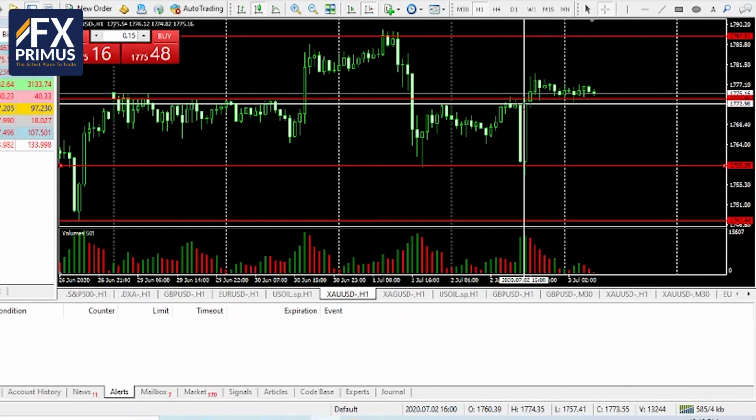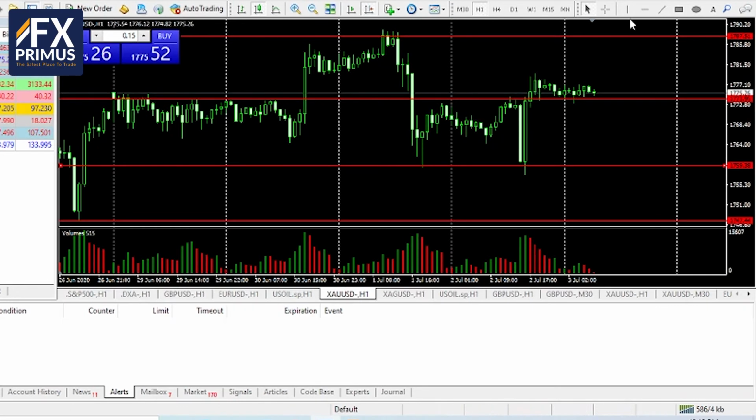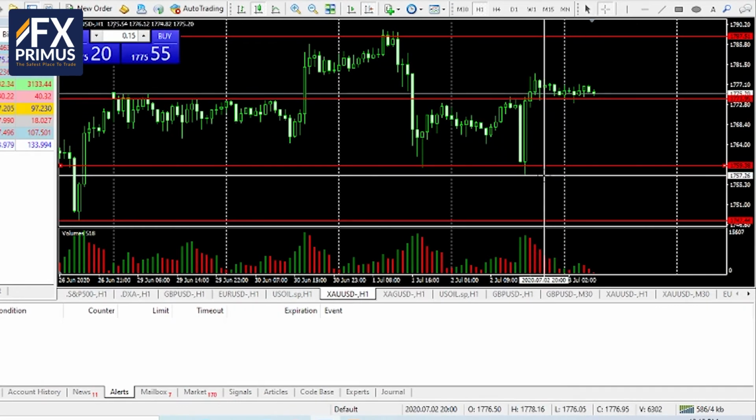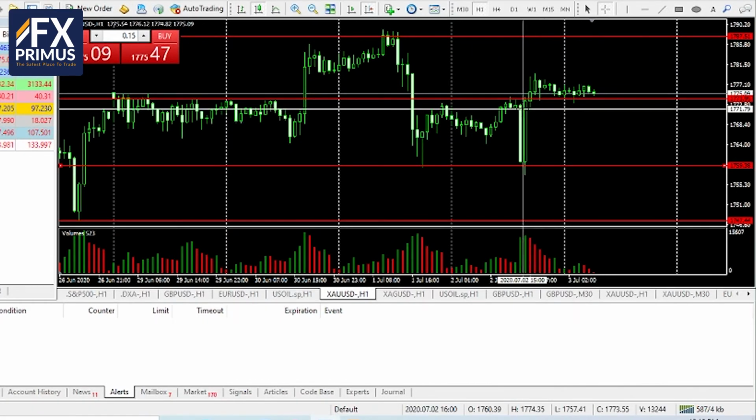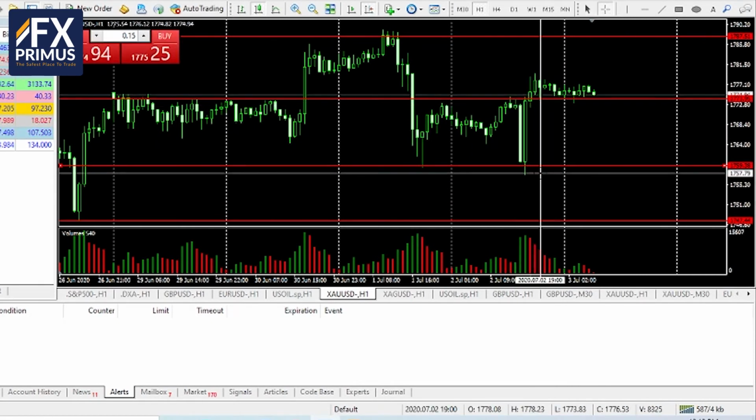Non-farm employment change data, we can see that gold prices dropped from 1,772 all the way to a low of 1,757 before finding some support and then going back up to touch a high of 1,779. Okay, so gold prices moved down about $15, and then after it moved back up about $22.